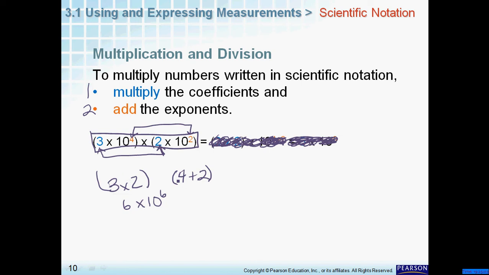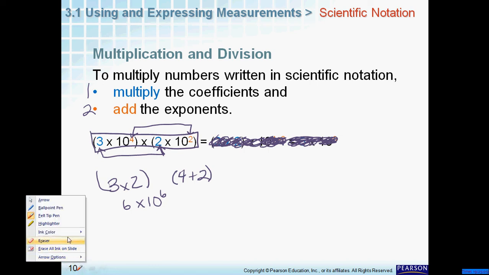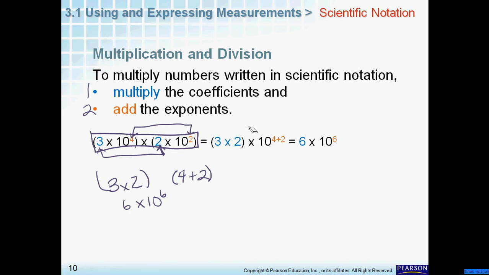Is that what the answer was before? I think so. I wonder if I can erase this. Oh, I don't know. Eraser. Ha! Brilliant. Hey, look at that. It's the right answer. We're so good.